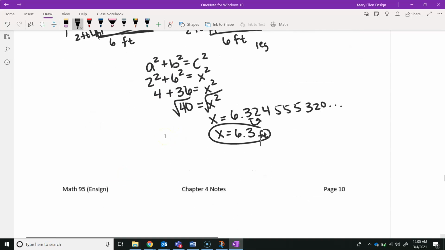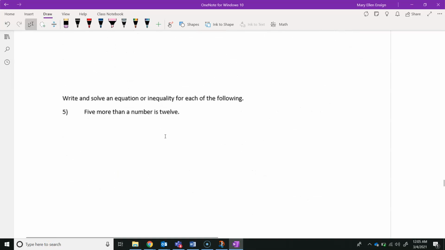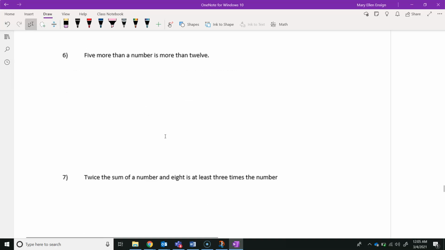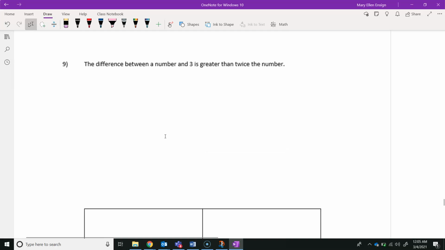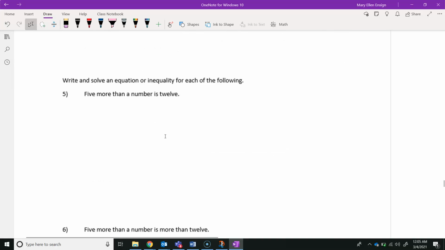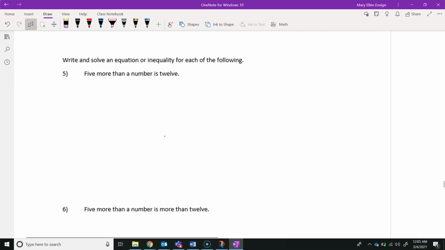All right, so that's our Pythagorean theorem problems. Okay, so now we have a few problems that are either equations or inequalities. So again, writing these equations, and some are equations, some are inequalities. So let's just talk about that for a minute.